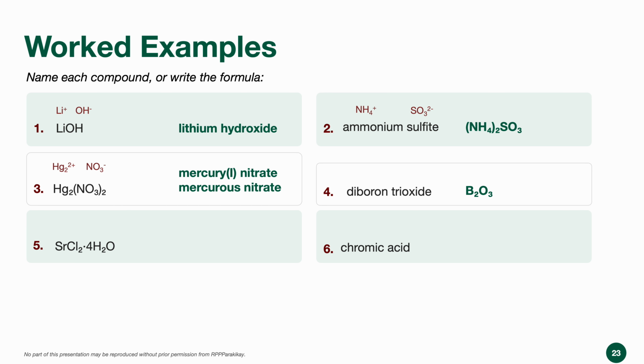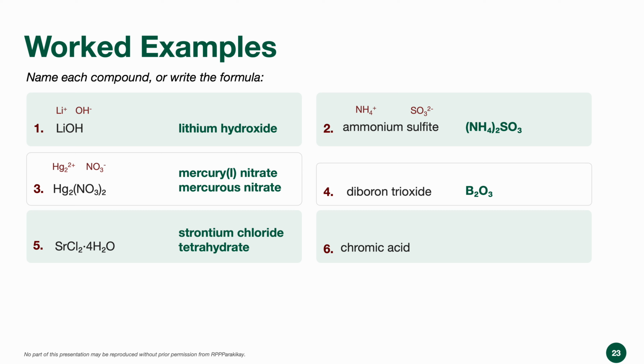Next, SrCl2·4H2O. Let's name first the ionic compound. This is strontium chloride, but in the formula, we incorporate ·4H2O. So that's a hydrate, and since we have coefficient 4, it will become strontium chloride tetrahydrate.